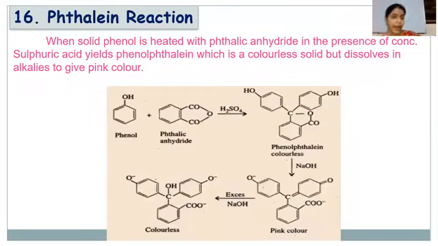Next is the phthalein reaction. It is a fusion reaction of phenol and phthalic anhydride in the presence of concentrated sulfuric acid. It forms phenolphthalein. Phenolphthalein is a colorless solid, but when it is dissolved in an alkaline medium or NaOH, it produces a pink color, and its pink color disappears in excess of NaOH. This reaction is used for the detection of phenol in organic reaction mixture analysis.